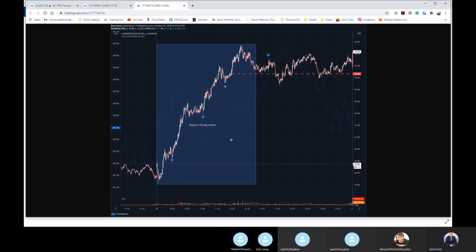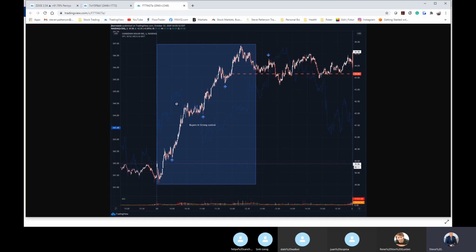Well, the devil's in the details, right? The devil's in the details. Why did that one fail and then this one work? Well, if you were watching how those candles were working, you may have had a better idea that that one was going to fail and then this one was going to work, right?